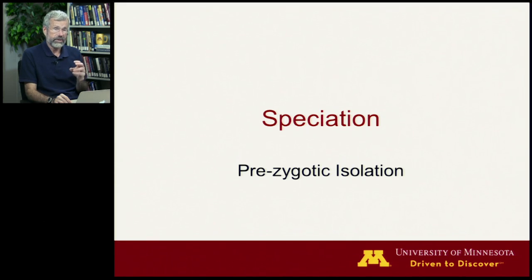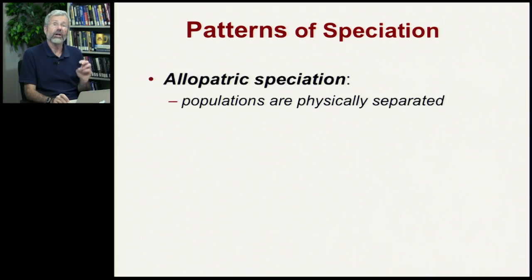Having seen the process of island speciation and also of adaptive radiation, we're now ready to get down to the nitty-gritty of speciation. Patterns of speciation can occur in two broad contexts. The first is called allopatric speciation, where, like in the case of island speciation, the populations are physically separated, so there's no chance of mating with each other.